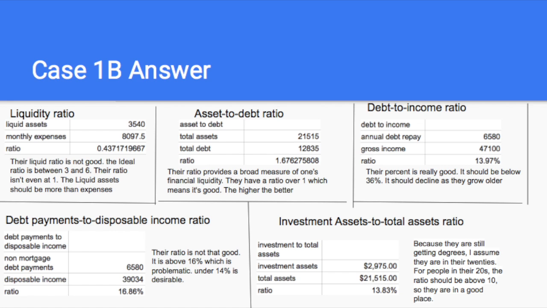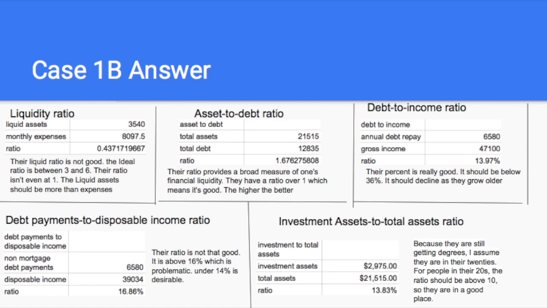All right, to find the asset to debt ratio, you're going to do the total assets divided by the total debt, and the total debt is all your liabilities. So the numbers are for the total assets 21,515 divided by 12,835, and the ratio comes out to 1.67. The ratio provides a broad measure of one's financial liquidity. They have a ratio over 1, which means it's good. The higher, the better.